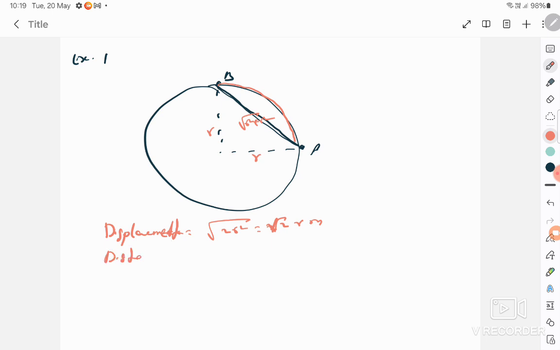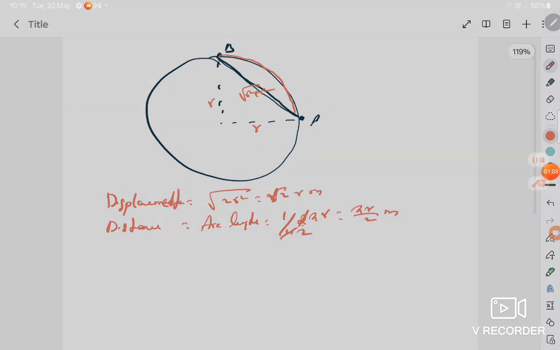And supposing they ask you distance, it is the arc length itself, and it's 1/4 of 2 pi r, the entire perimeter of the circle. So it's pi r by 2 meters that will be the distance that you should understand.